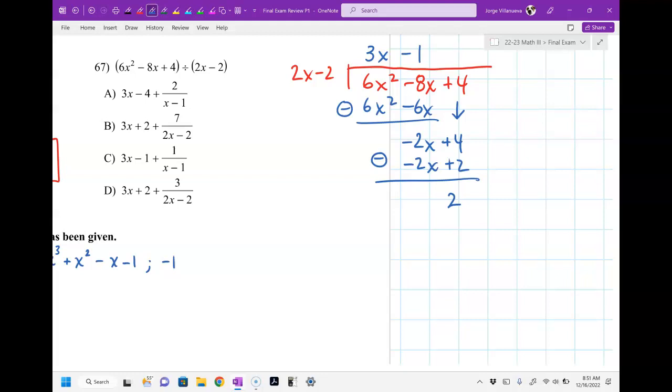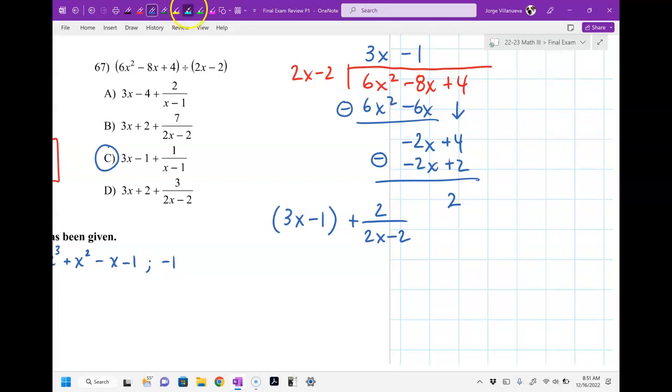So my answer is 3x minus 1, I like to put a parenthesis, they don't, but I like to do that, and then plus 2 over 2x minus 2. And if you look, my answer is C. And you're like, well, it doesn't match. Okay? But it does match.